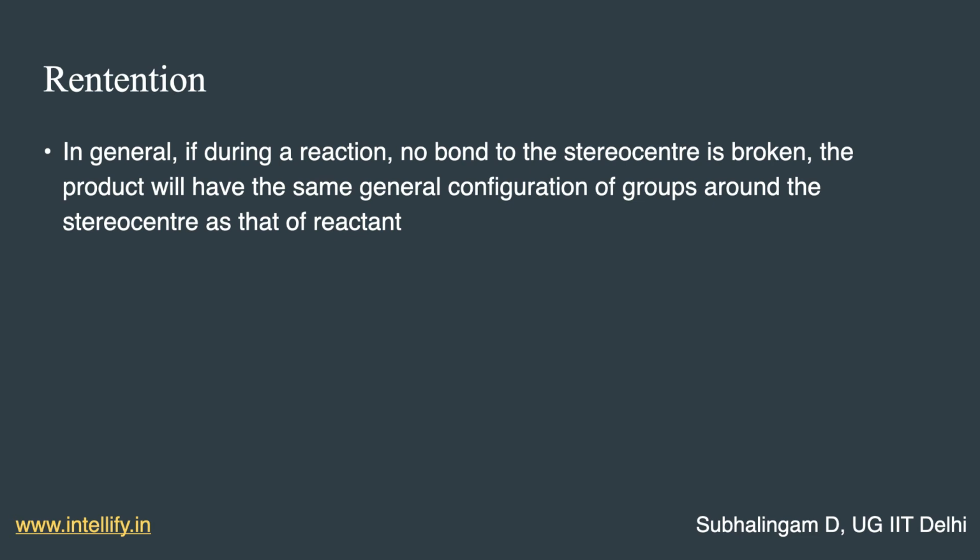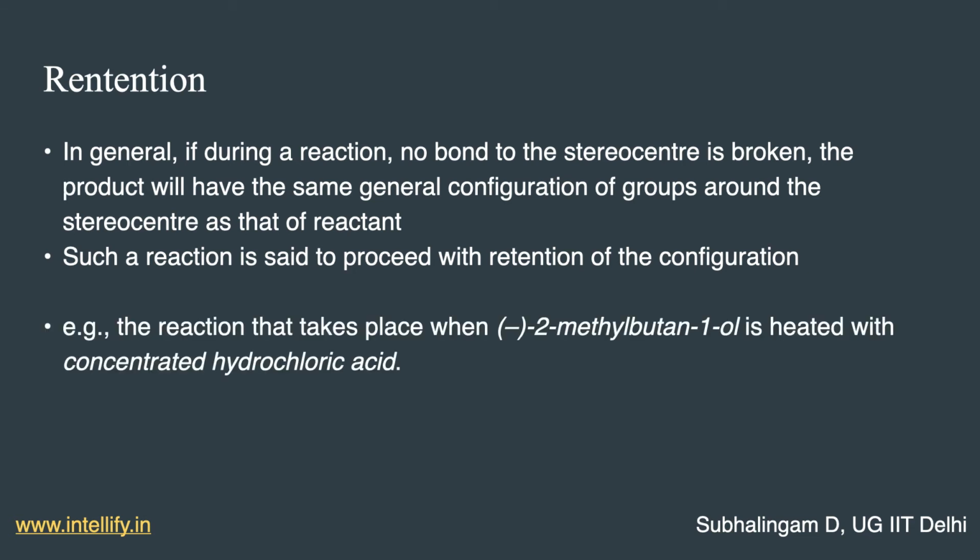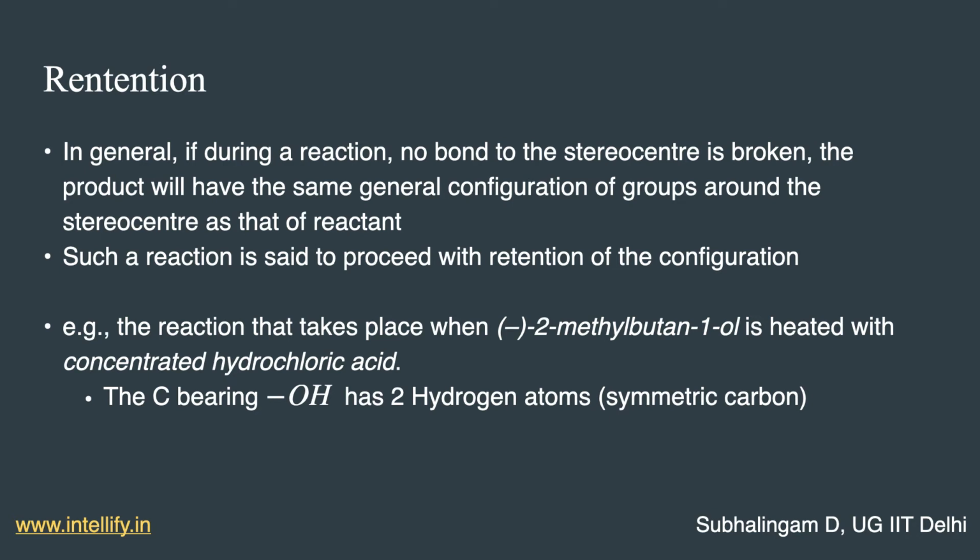In general, if during a reaction no bond to the stereo center is broken, the product will have the same general configuration of groups around the stereo center as that of the reactant. Such a reaction is said to proceed with retention of configuration. Example, the reaction that takes place when minus 2-methyl-butane-1-ol is heated with concentrated hydrochloric acid. Also observe that the carbon bearing the OH group has 2 hydrogen atoms and the carbon is symmetric.